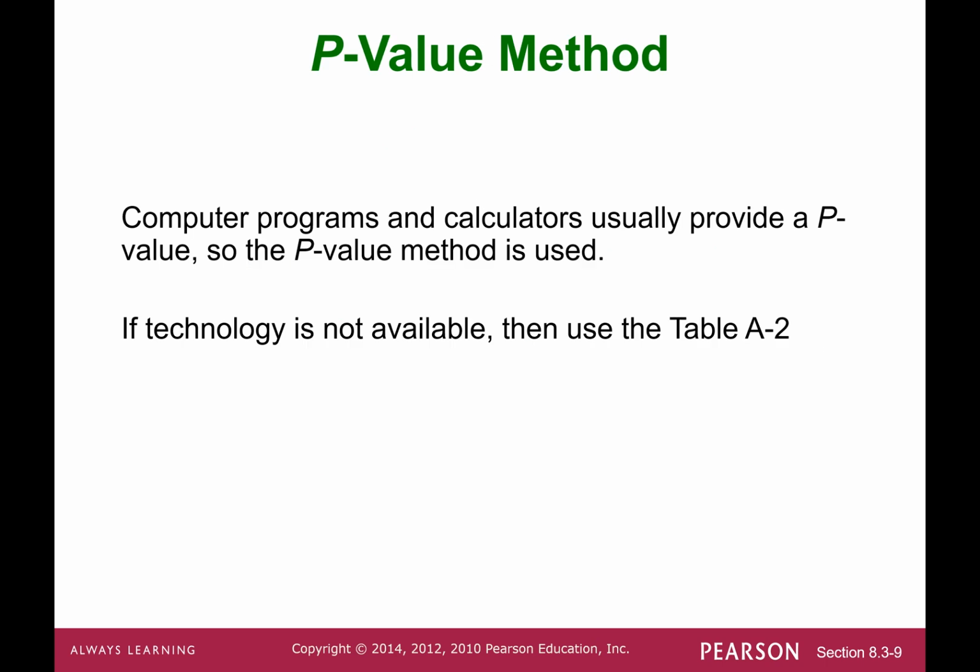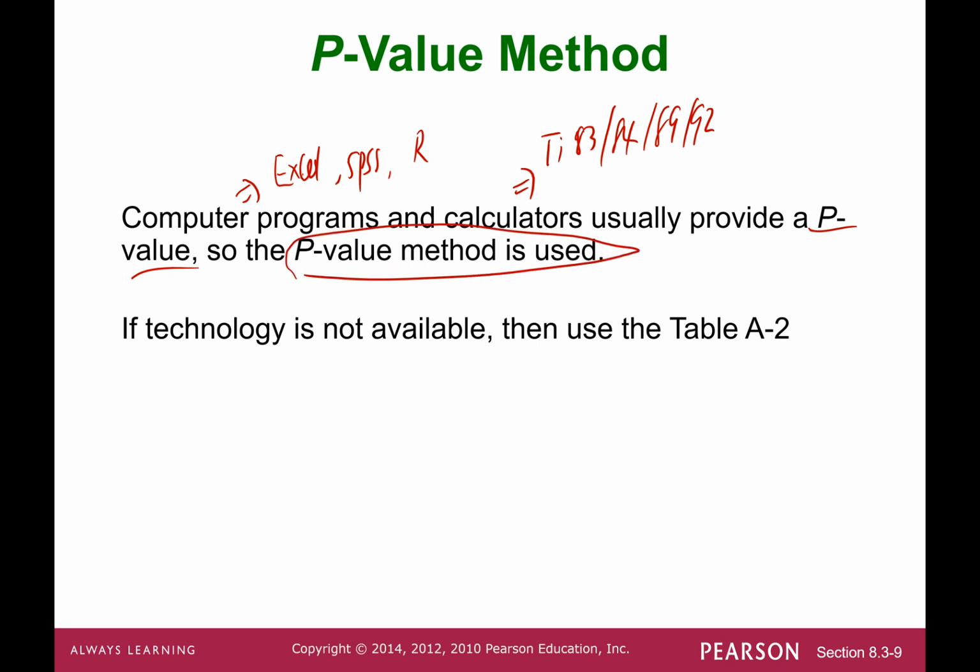You can also use computer programs like Excel, SPSS, and a calculator, select TI-84, to provide a p-value. So the p-value method is more convenient. If the technology is not available, then use table A2.